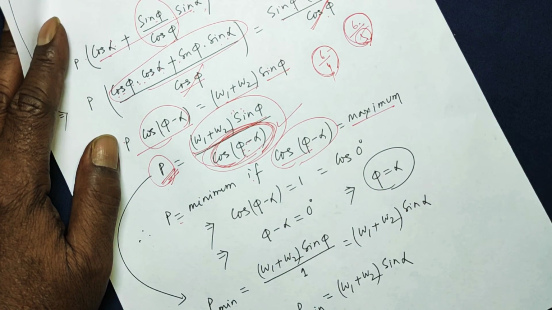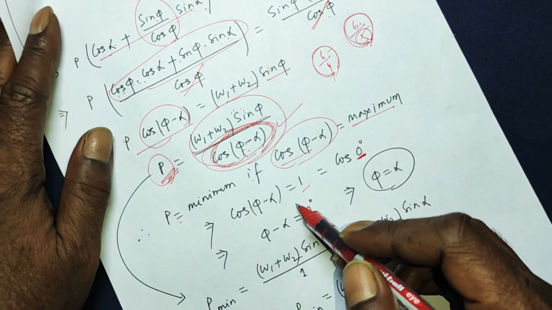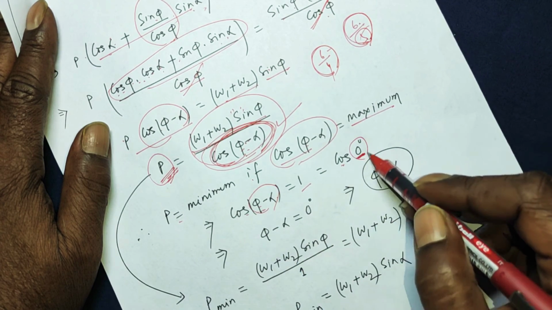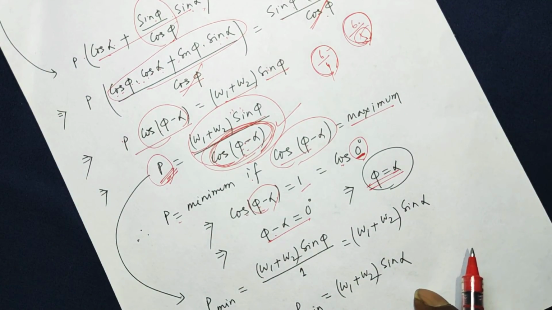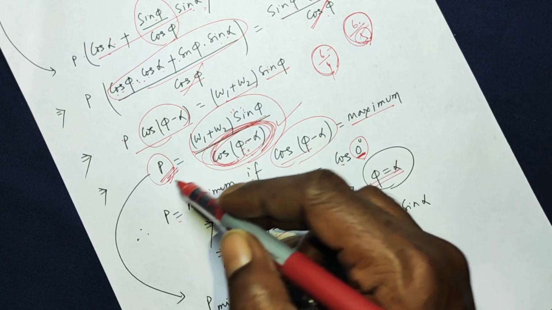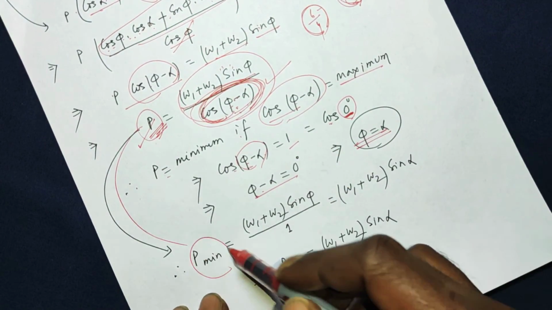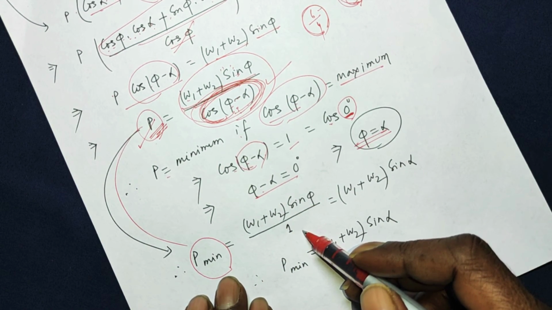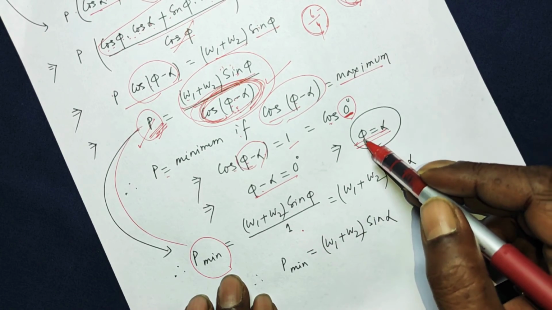In the cosine table the maximum value of cos is 1 and that occurs at cos 0 degree. So cos phi minus alpha is cos 0, so phi minus alpha is 0. That is what I have written here. So phi is equal to alpha. So when this is maximum, that is 1, your P is minimum. So your P minimum will be this divided by 1. And I have just proved phi is equal to alpha.